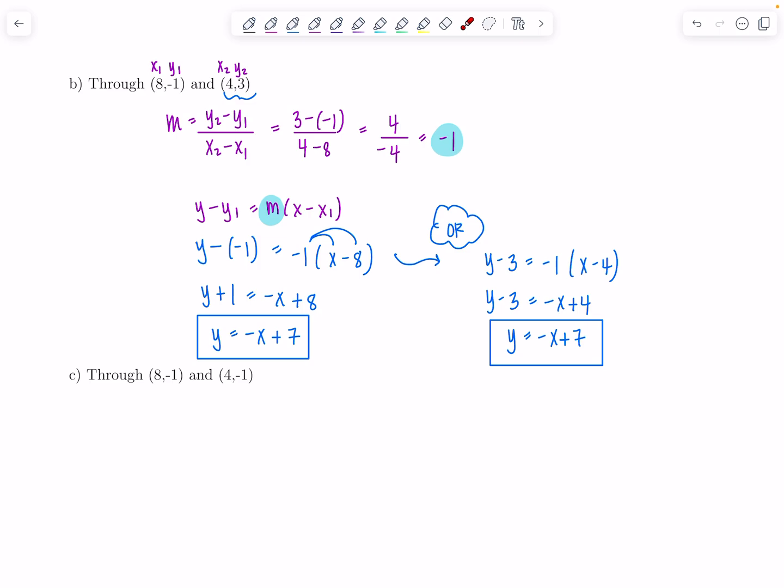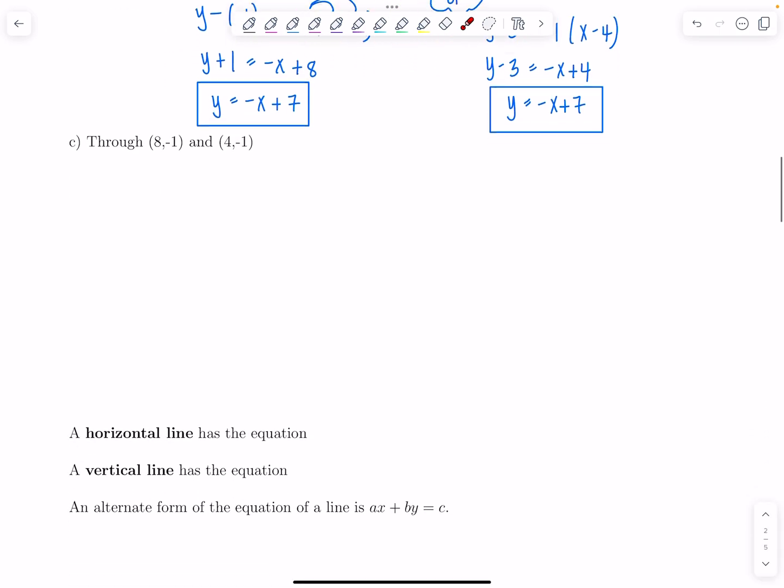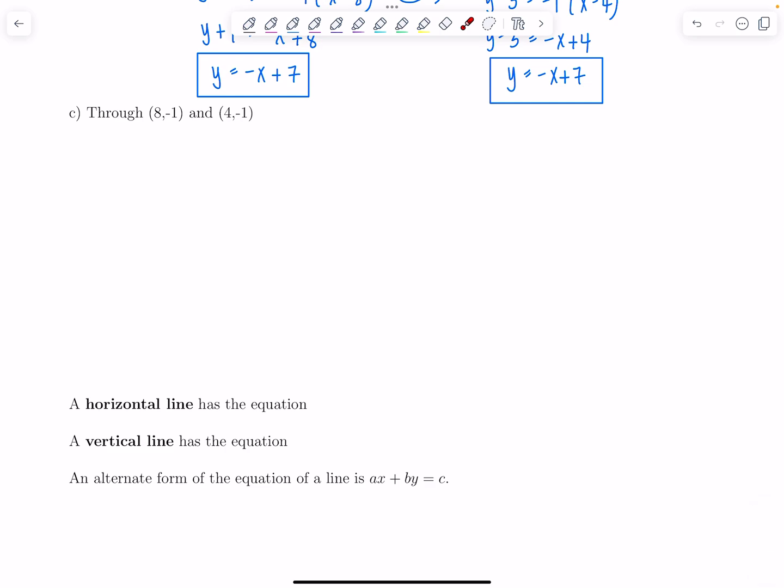Let's see, this one's so similar, but it's got a little twist to it. So here we go. The line goes through the points 8, negative 1 and 4, negative 1. So let's start it off the same way we did the other one. I need to find the slope. So that's x1, y1, x2, y2. So m is y2 minus y1 over x2 minus x1. So that's negative 1 minus negative 1 over 4 minus 8. So what's that going to be?